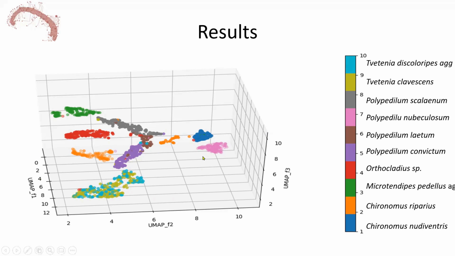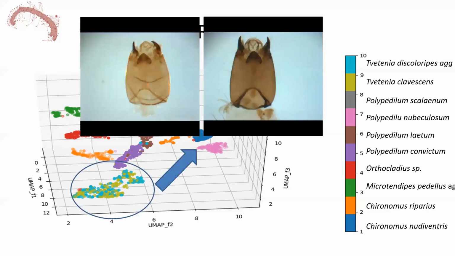Also, what was interesting is that the betaVAE algorithm couldn't make a difference between Tvetenia species, because we introduced here Tvetenia discolor aggregate and Tvetenia calvescens. So the algorithm put them together and didn't make a difference.